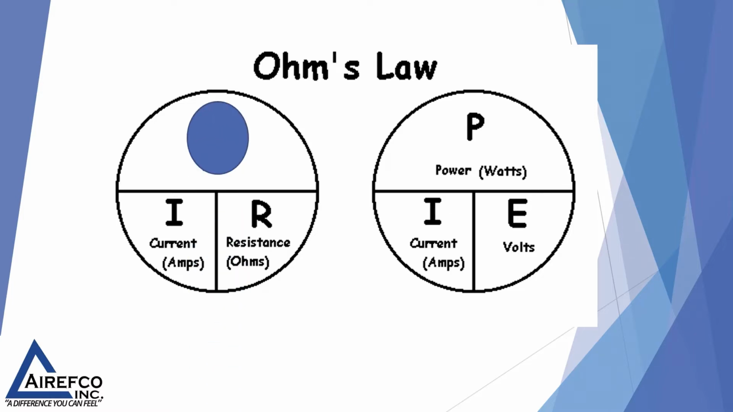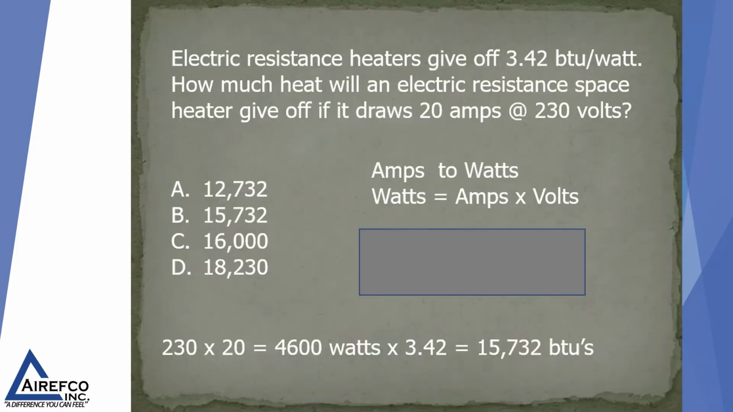By covering over the value that you want to find, we see the equation that we can use. So in this particular example, if we want to find the voltage, we cover that value, and then we take our amps and divide it by our ohms or resistance to get our voltage draw. So by covering over the value that you want to find, it tells you whether you need to divide or multiply the value to get the answer.